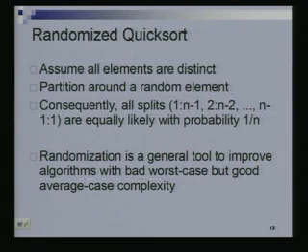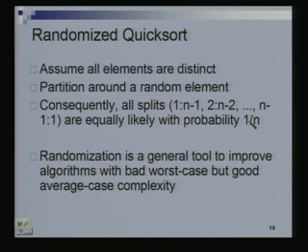We partition around a random element. The pivot is a random element, we just pick any element at random, with the same probability. So what kind of splits can we get? We can get all kinds of different splits. If I have n elements, I can get a split of 1 and n minus 1. I can get a split of 2 and n minus 2, and so on. And what will be the probability of these splits? They will all be equal, with probability 1 over n.